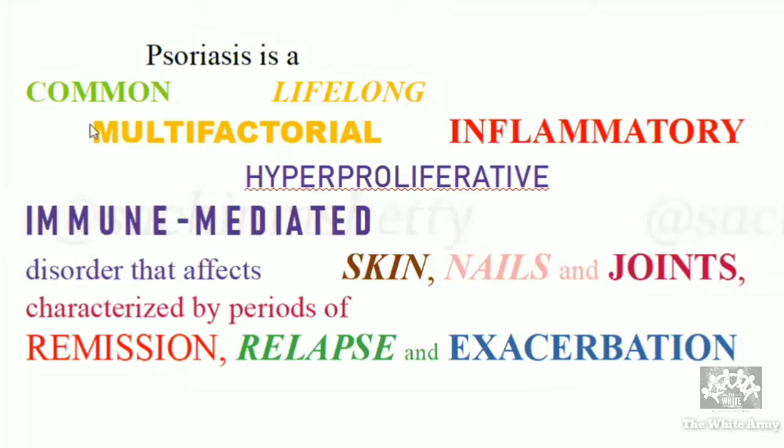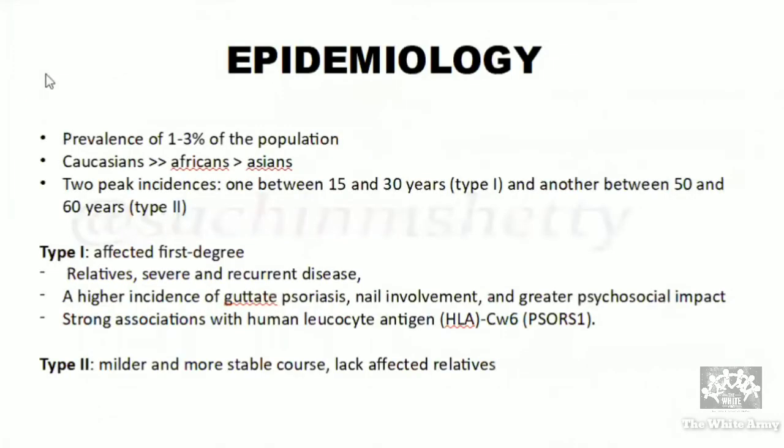Coming to the epidemiology, how common is it? It is seen in 1 to 3% of the population worldwide. More white people are affected than Africans, Asians, and Indians. In the Caucasian population, the prevalence is 1 to 5%, whereas in Asians it is 0.5 to 1%. Even the incidence varies with age. Based on the age of onset, it is further divided into type 1 and type 2. Type 1 is early onset and type 2 is later onset, and there are further differences between them.